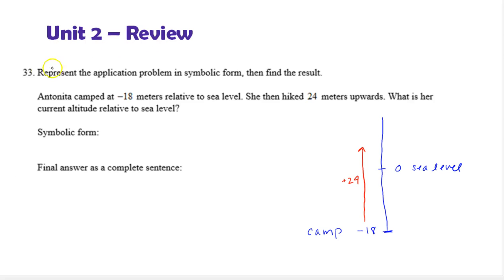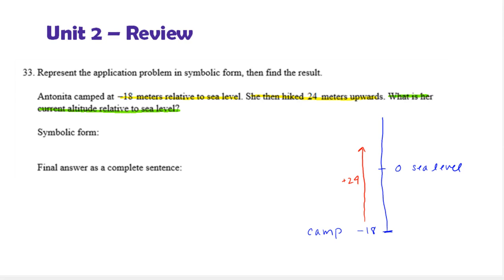Unit 2 Review, Question 33. Represent the application problem in symbolic form and then find the result. So Antonita camped at negative 18 meters relative to sea level. She then hiked 24 meters upwards. And our question is, what is her current altitude relative to sea level?